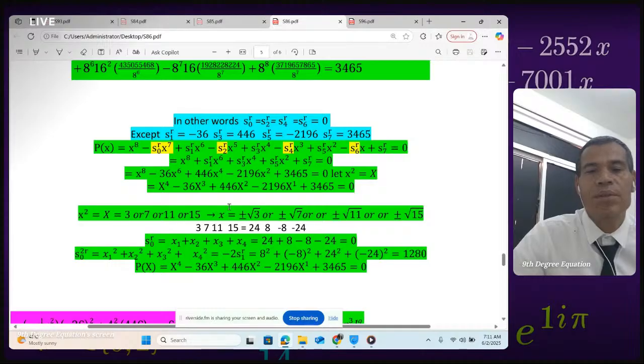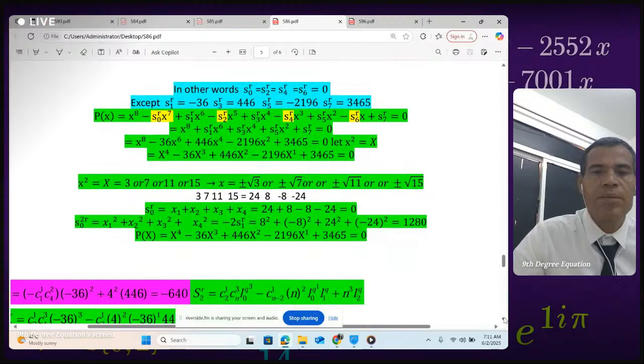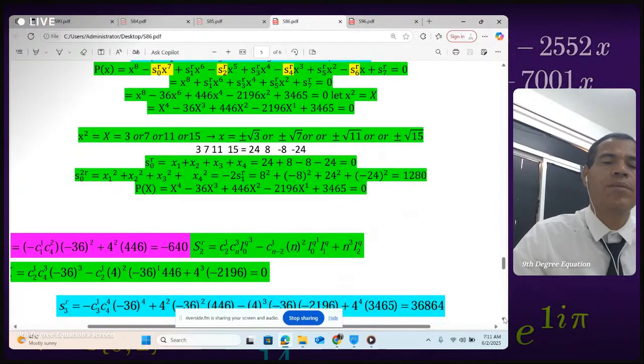It's still 8th degree. Now, the document uses a standard trick, a really neat substitution that works precisely because only even powers are left. What's the trick? It sets x squared as a new variable, capital X. Okay. So if x squared is X, then x to the fourth is X squared. Right, and so on. I see. So the whole equation transforms. Perfectly. The 8th degree equation in x becomes a 4th degree equation, a quartic in X. It becomes X to the fourth minus 36X cubed plus 446X squared minus 2196X plus 3465 equals 0.